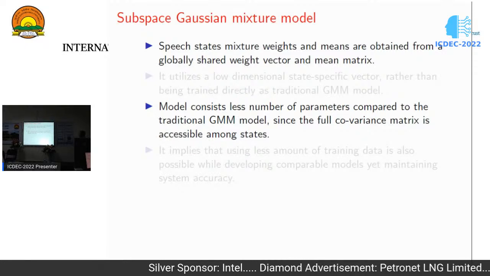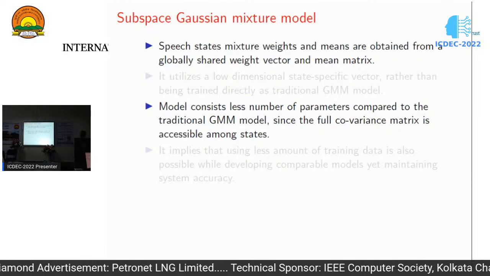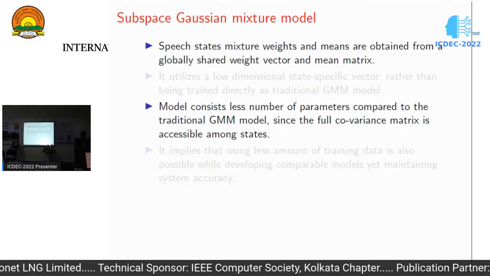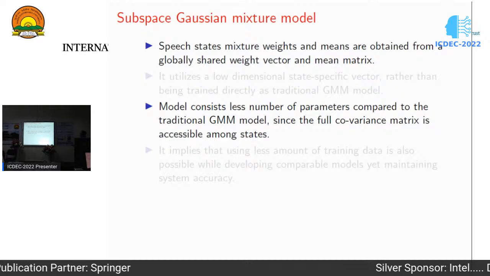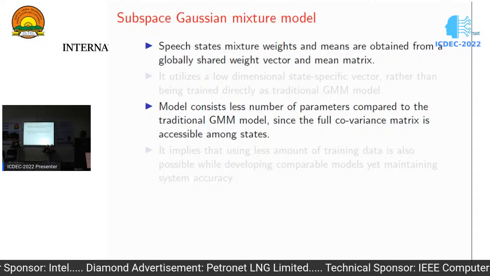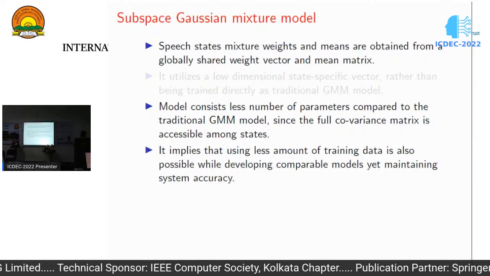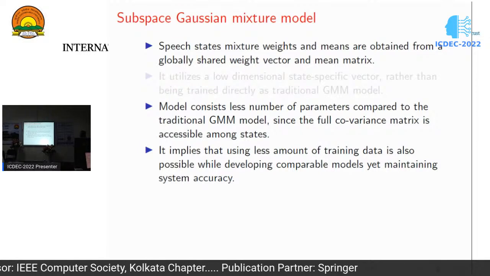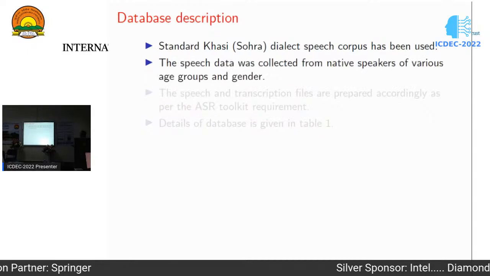How many parameters are there in a normal Gaussian model? For this particular one, we have used 400. No, how many parameters are there in a traditional Gaussian model? For that, it is around 900. Okay. It implies that using less data is also possible while developing such models and maintaining system accuracy. Maybe it's surprising, as a layman.